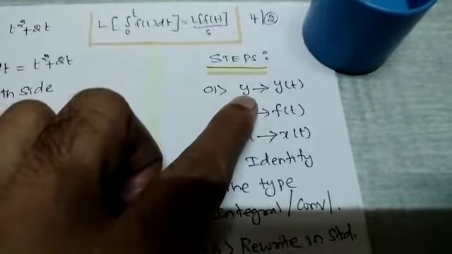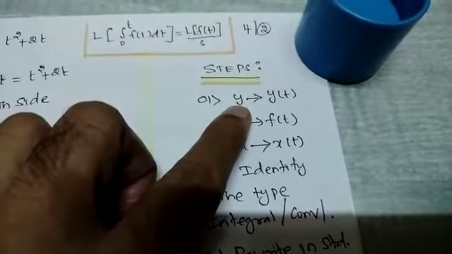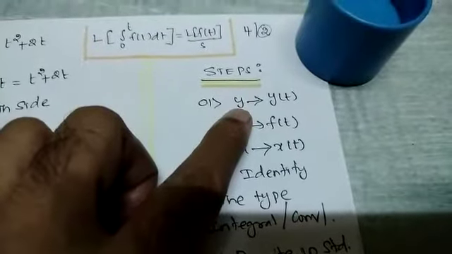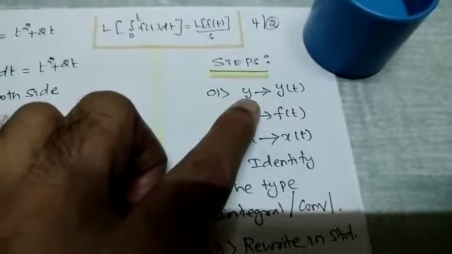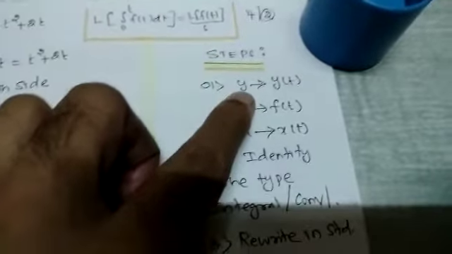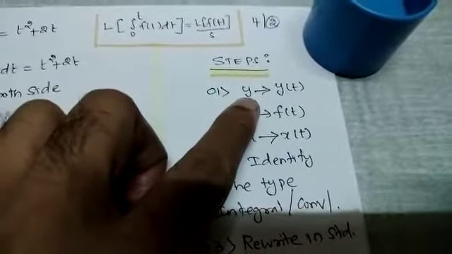Sometimes they will give you integrals. So simply integral 0 to t y dt. So y is a function, we can't integrate that, don't integrate that. So y is a function, so that means that should be written as y of t dt. So this is step 1.